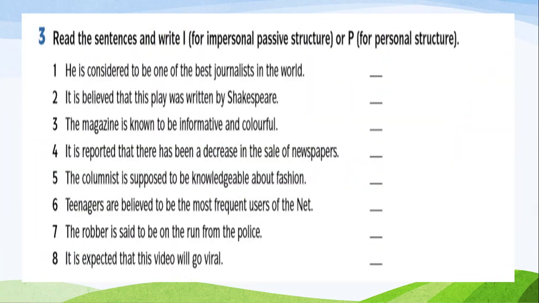So let's have a look at exercise number 3. Rewrite the sentences and write I for impersonal passive structure or P for personal structure. So we have number 1 until number 8. This is a very easy exercise for you to complete. So you have to remember when we use it in front of the sentence, we say that it's for impersonal passive structure. So in this exercise, can you identify which one is impersonal, which one is personal?